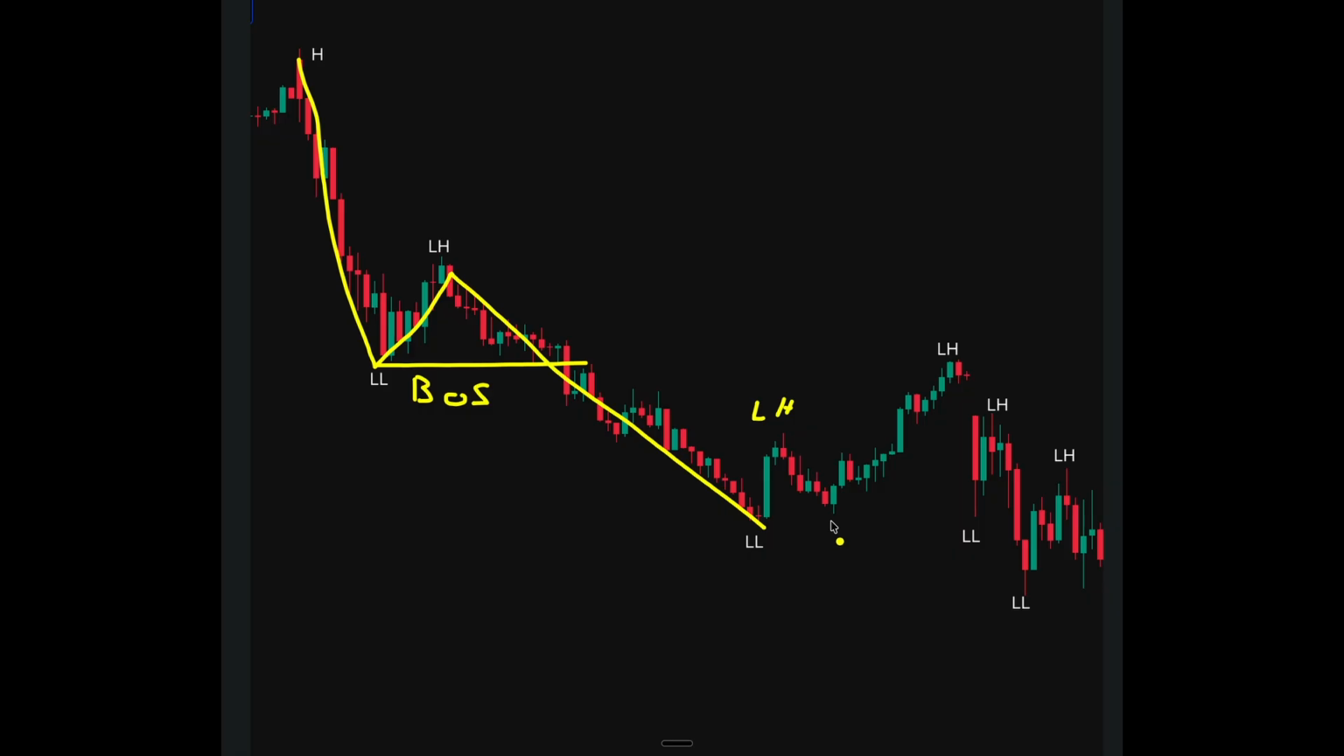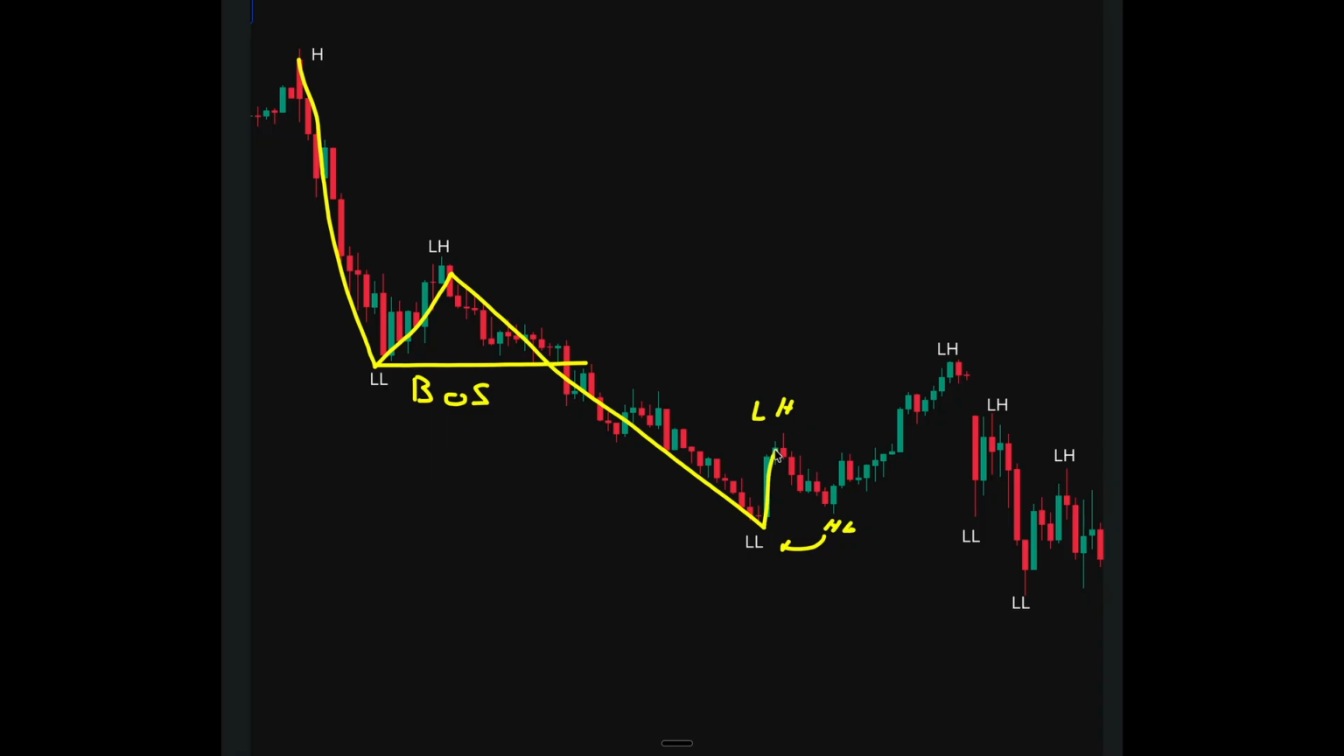Said this was a what? It's not a lower low, this would be a higher low. Yeah, I said it's a higher low, because this low is higher than the previous low. Okay.